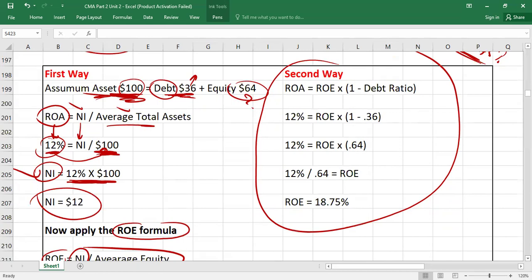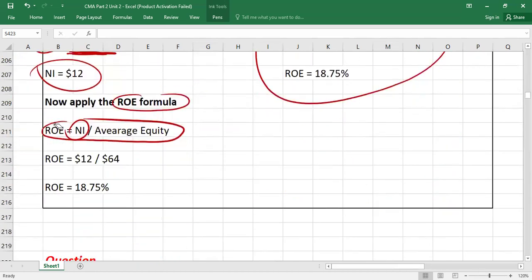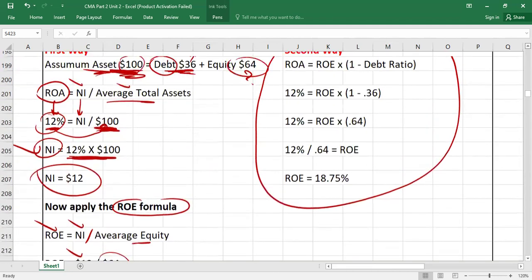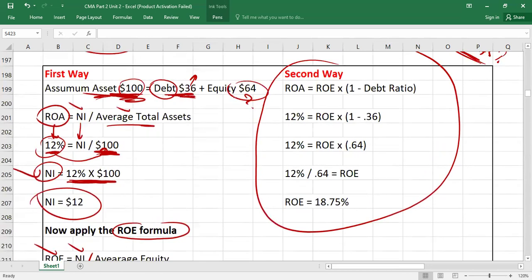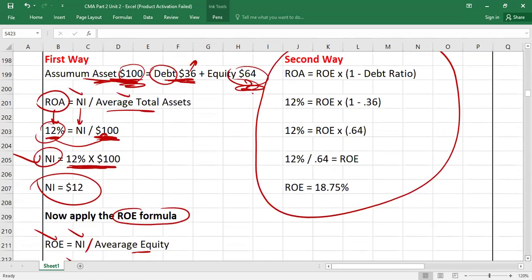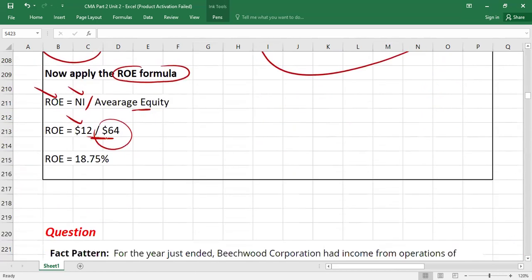Now I can apply the normal return on equity formula. What was the formula for return on equity? Return on equity is net income divided by average equity. Net income I got as $12, and equity value I also got as 64, because I assumed your assets are 100, debt is 36, and equity should be 64. So net income is 12 and equity is 64, multiplied by 100. This will give you again a return on equity of 18.75%.